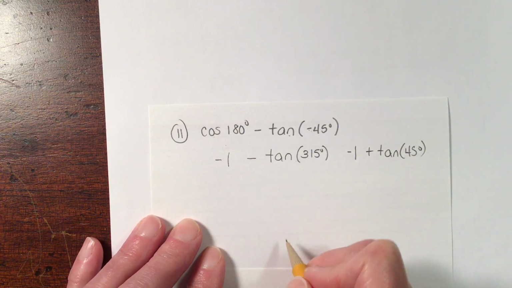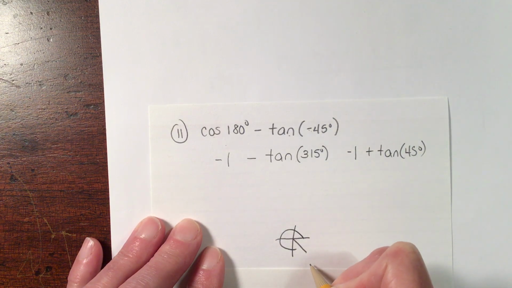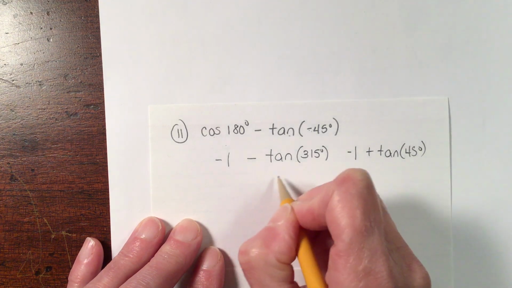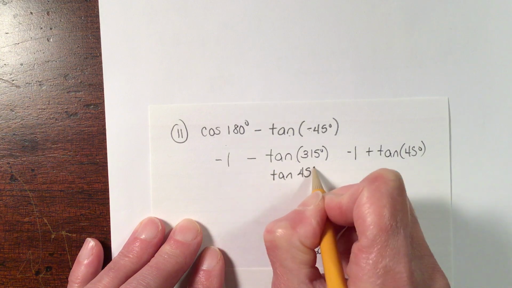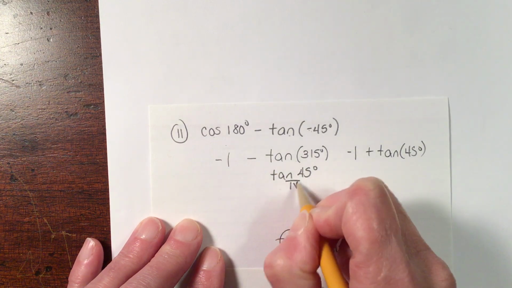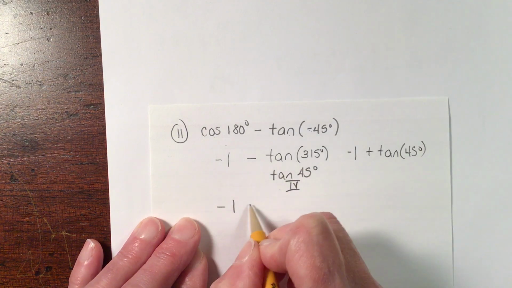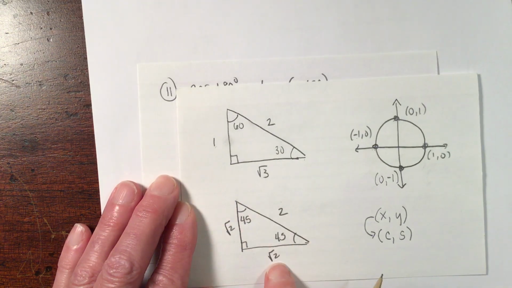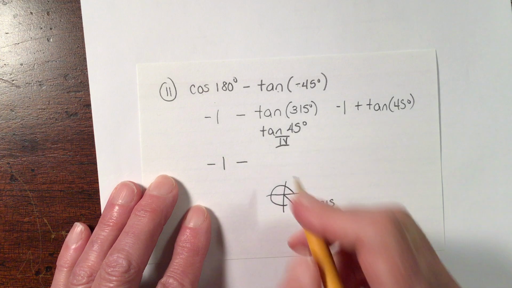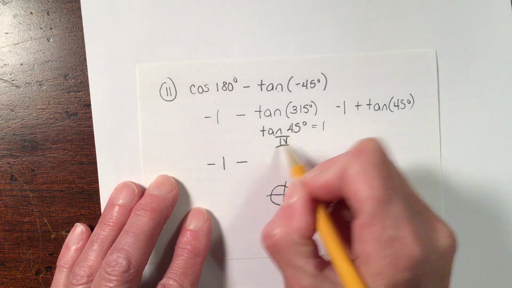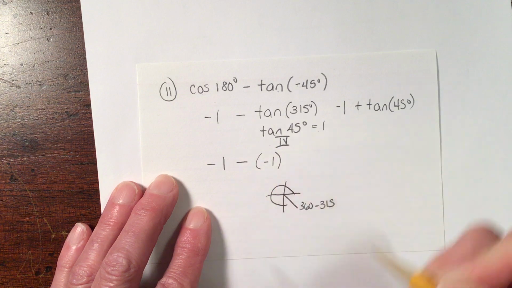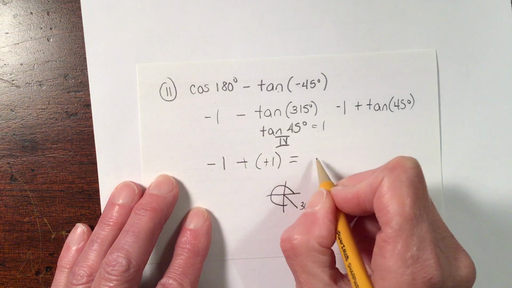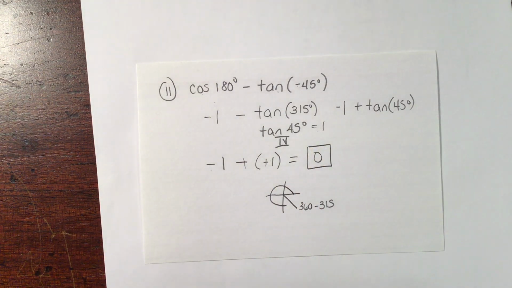Tan of 315. Well, 315 is a fourth quadrant angle, so we do 360 minus 315. Our reference angle is 45. So I want to set up the tangent of 45 degrees in quadrant 4. -1 minus the tangent of the 45 degree angle, opposite over adjacent, is 1. But in the fourth quadrant, tangent is negative, so I'm going to put -1 in there. And I have -1 plus 1. So this answer should be 0.